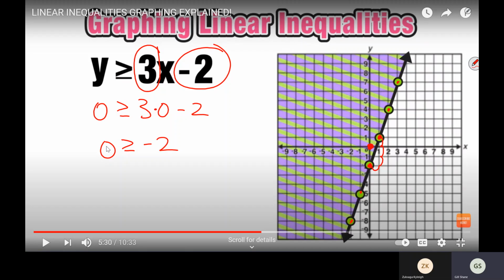Anaya, look up. Is 0 greater than or equal to -2? Think about your number line. Yeah, it's to the right. If you're comparing two numbers, the number to the right is the bigger number. Well, here's 0 on the number line. Here's -2. 0 is to the right of -2. So yes, that is true. 0 is greater than -2, which means this side is my solution side, because that's where 0, 0 is. It's on the left side, and that's the point I tested.